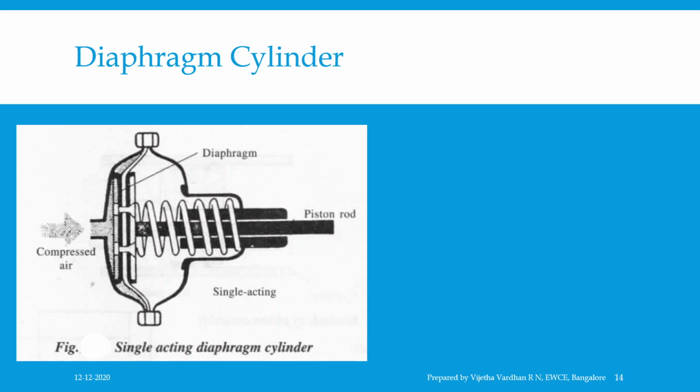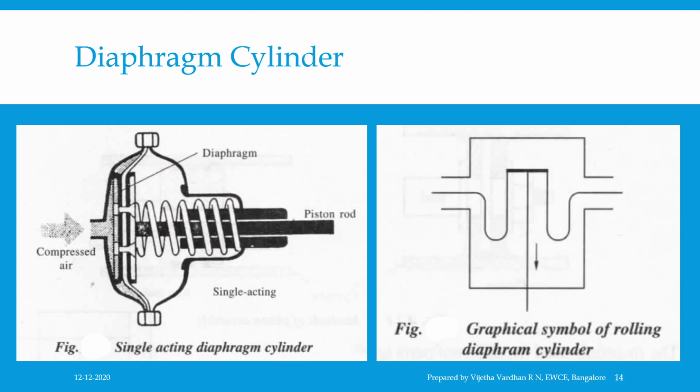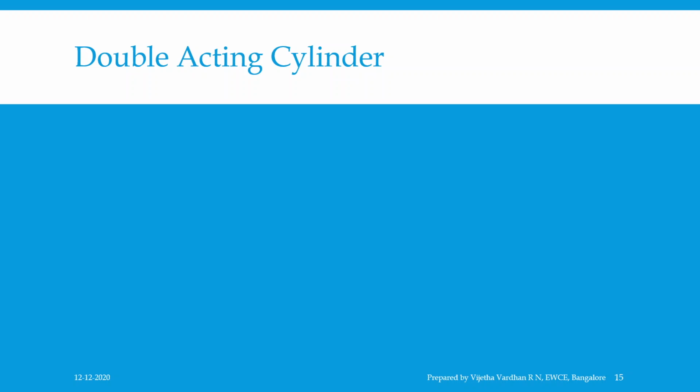Then coming to the rolling diaphragm cylinder, as the name indicates, the diaphragm rolls inside the cylinder as the piston is extended. The figure on the right hand side of the slide shows the graphic symbol of the rolling diaphragm cylinder. Then coming to the double acting cylinder.